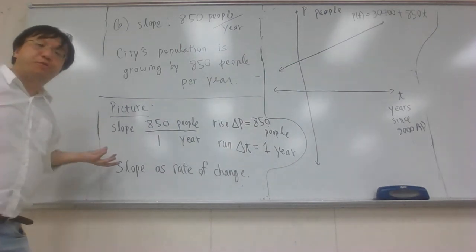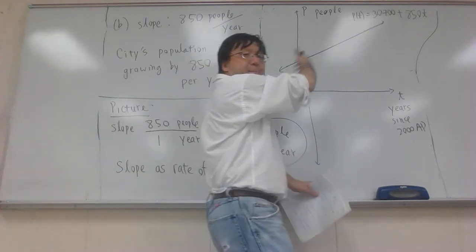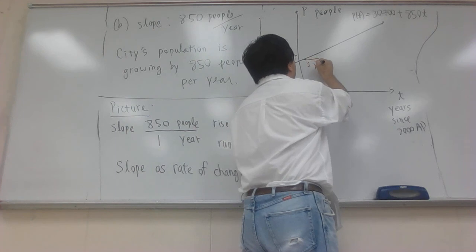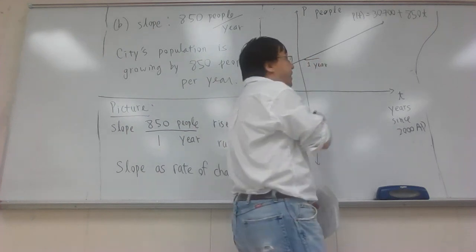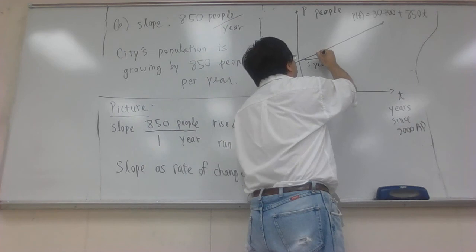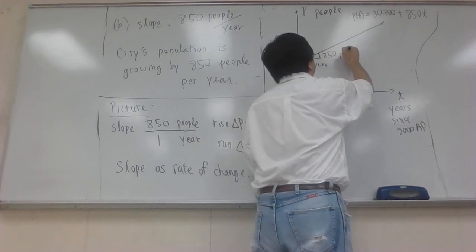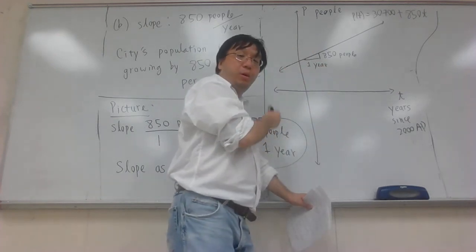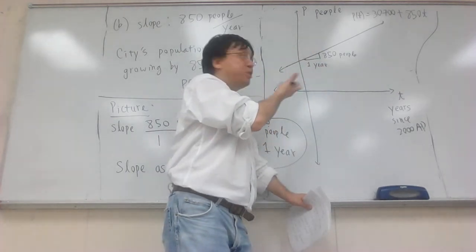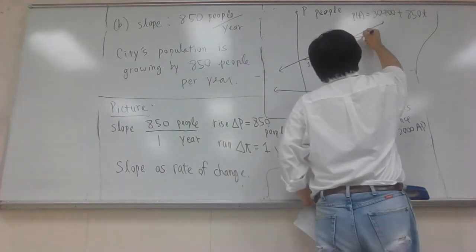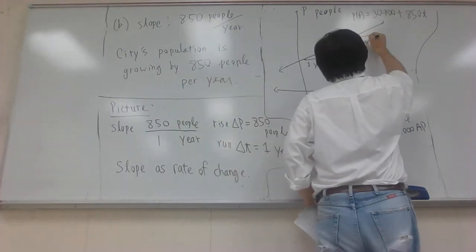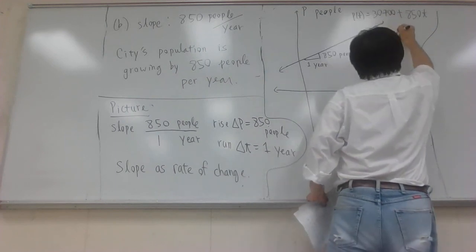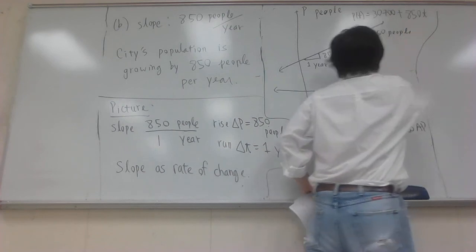What the slope, or rise over run, means is that at any point in time, if you move forward by 1 year, then the population increases by 850 people. That's the meaning of rise over run, or the slope. That's true no matter what point in time you start with.